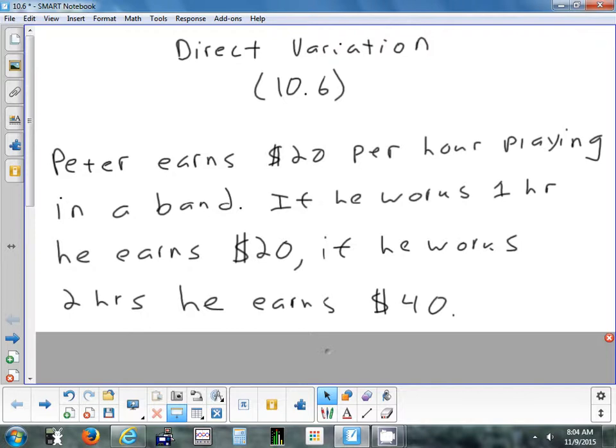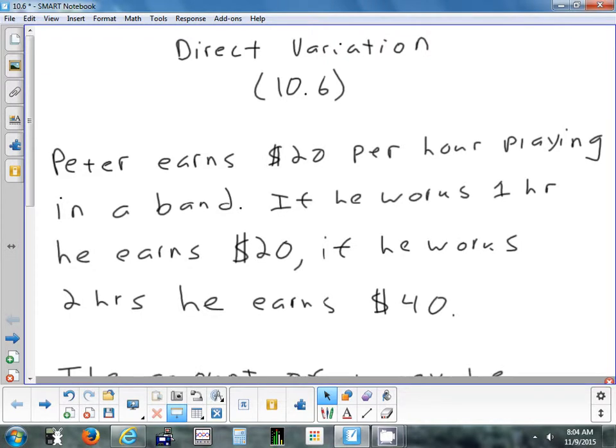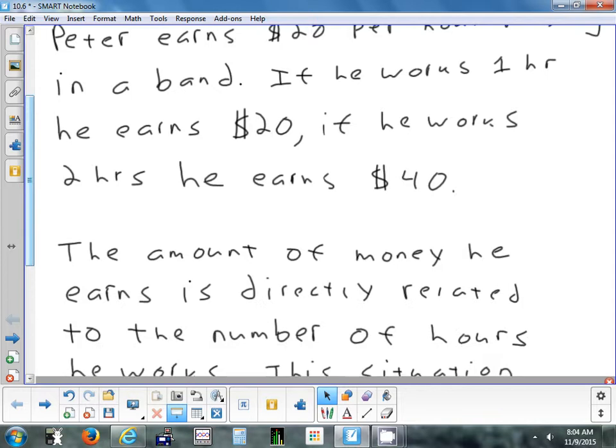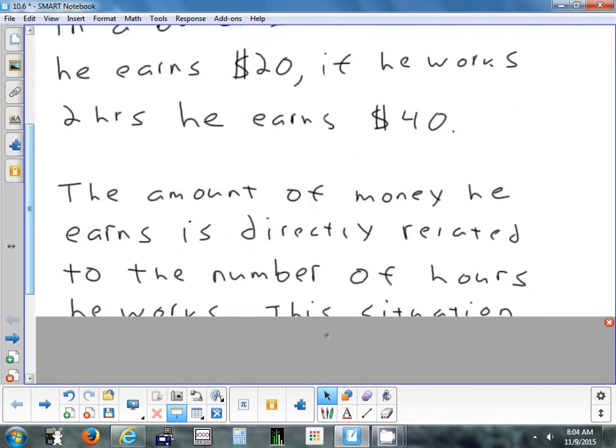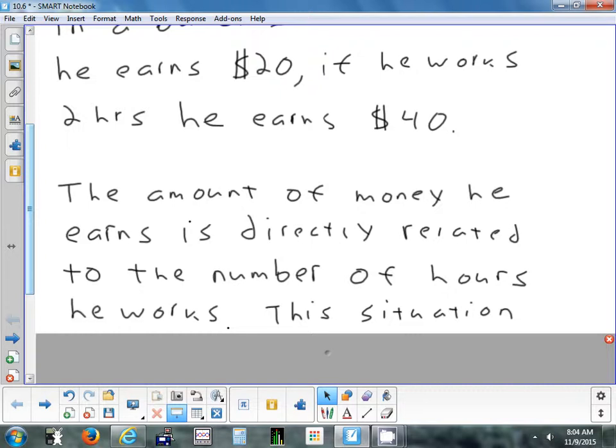That's called a direct variation. As the amount of time he works changes, if it goes up, the amount of money he makes goes up. So the amount of money that he earns is directly related to how many hours he works. A lot of jobs are like that. If you get paid by the hour, if you work twice as many hours, you make twice as much money. If you work half as much, you make half the money.